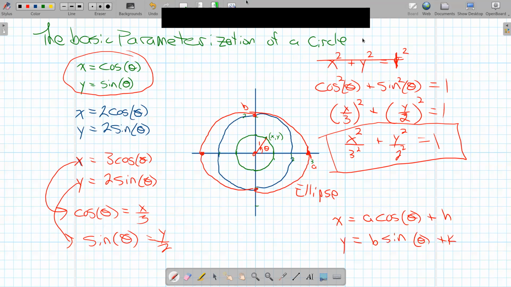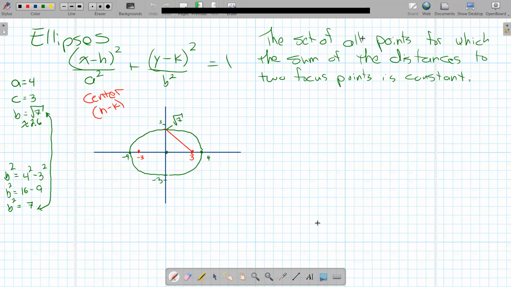Next page. Now, there is another way to view an ellipse besides a distorted circle. The definition of an ellipse is the set of all points for which the sum of the distances from two focus points is constant. So let's take a look at that here. So here I graphed an ellipse and I set A to be equal to 4.